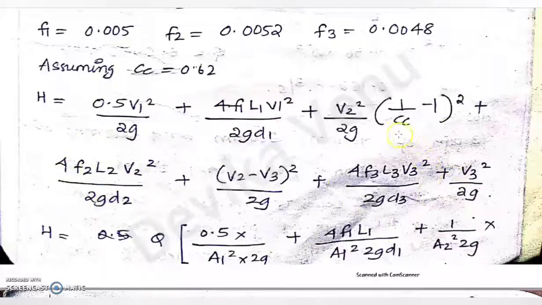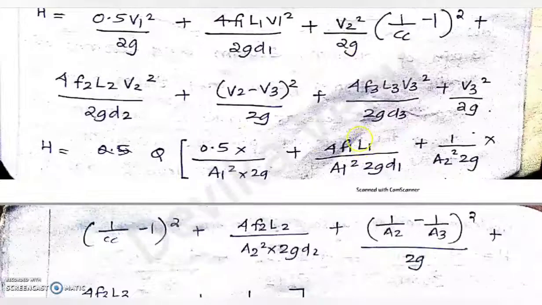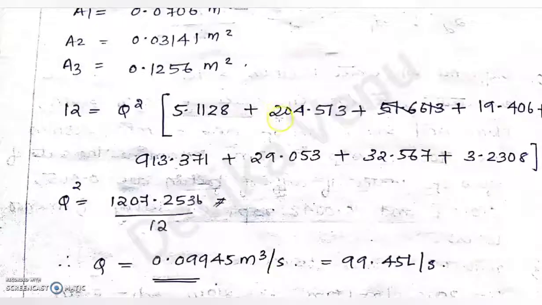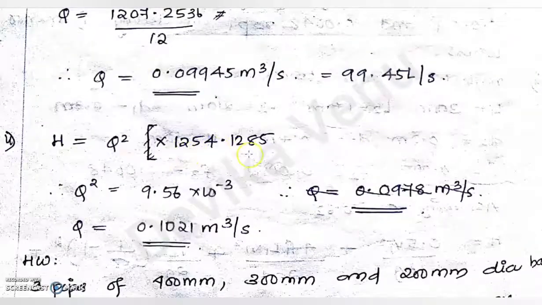And for the third pipe, this is the head loss due to friction. So adding these three terms, you will get the value. Here you can see these are the three terms, this one plus this one plus this one into q square. So this value into q square is equal to the head, that is 12 meters. So from here I will get q square, and the root of this value gives you the discharge in meter cube per second. I hope this is clear to you.